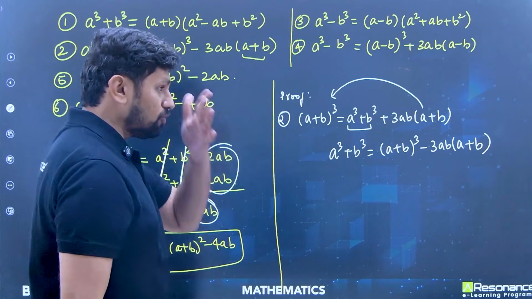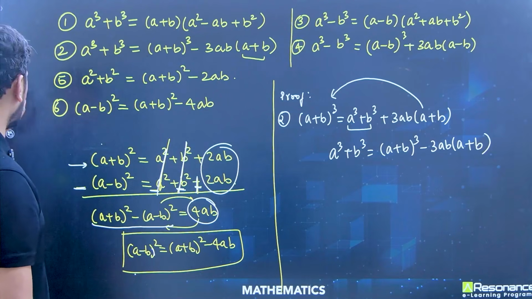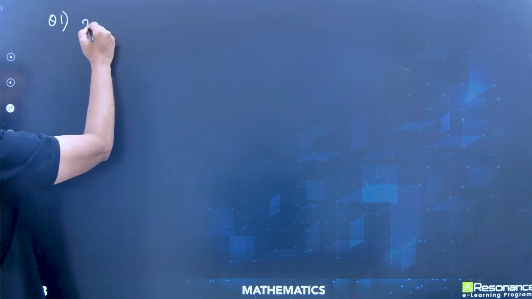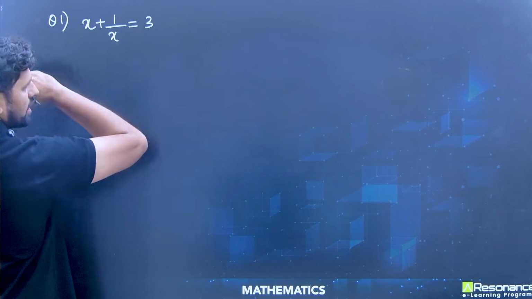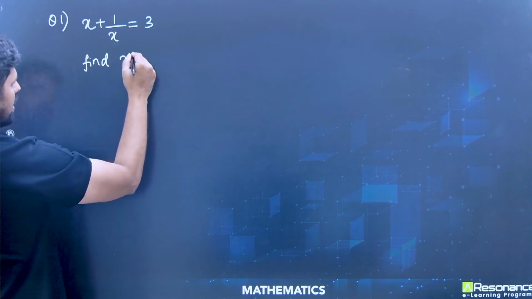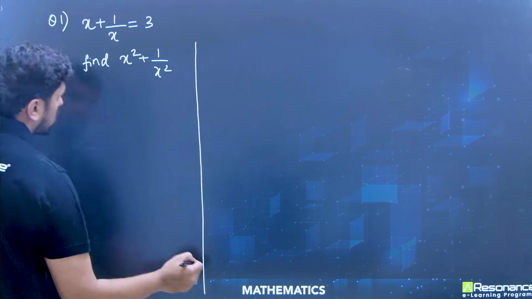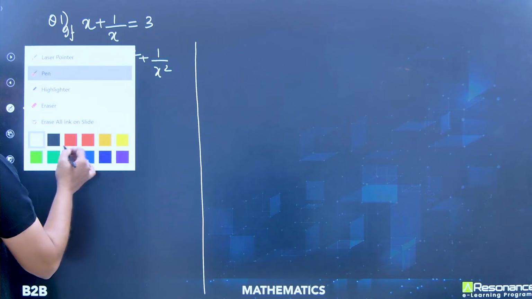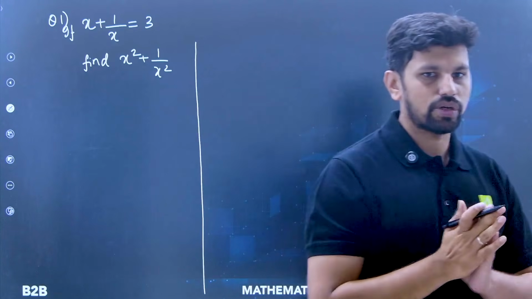So let's move on to some good questions. Then you will understand where to use and what to use. Okay. So I will give you a random question only. x plus 1 upon x equals 3, and find x square plus 1 by x square. Let's say if x plus 1 upon x equals 3, find x square plus 1 by x square.